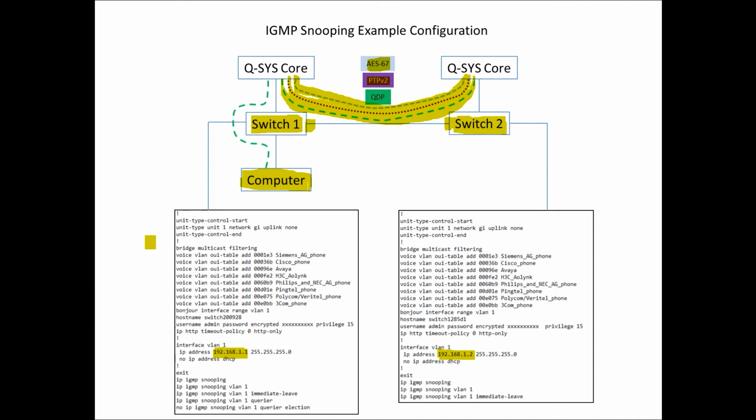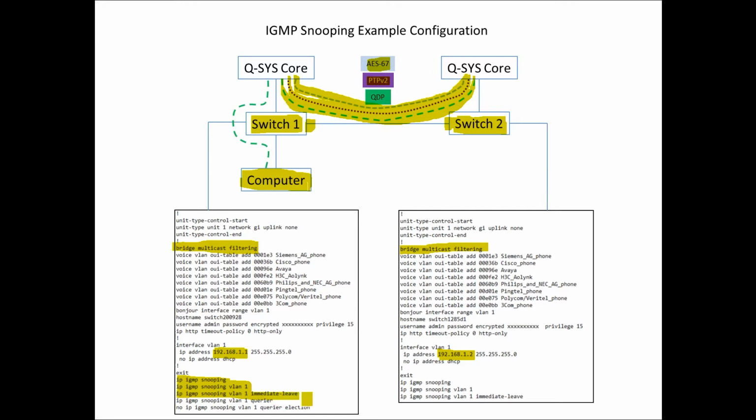And then specifically from an IGMP snooping standpoint, on both switches, we're going to do this bridge multicast filtering command. So both switches have that same command, bridge multicast filtering. And then specifically, we're going to do IP IGMP snooping, IP IGMP snooping VLAN 1, and then IP IGMP snooping VLAN 1 immediate leave.